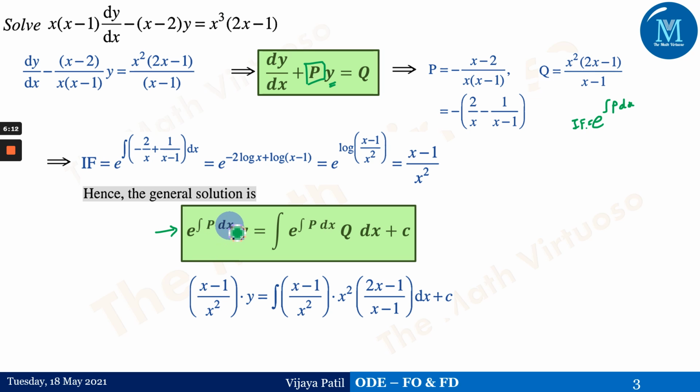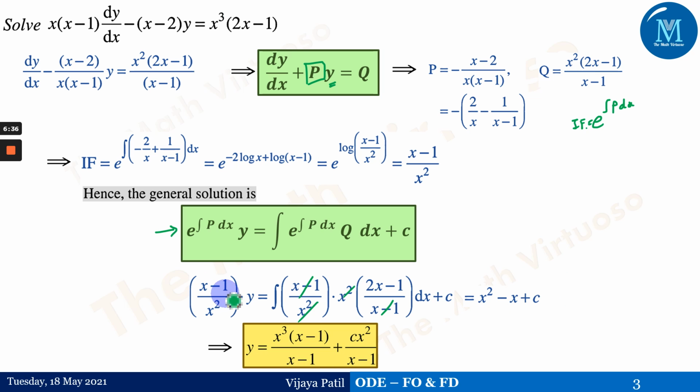So e to the power integration of P dx, which is (x minus 1) upon x square, into y, is equal to integration of (x minus 1) upon x square into Q. Q is this entire thing here. If you observe, this (x minus 1) and (x minus 1) will go from here, x square will also go, and what remains is just the integration of (2x minus 1) dx, which gives the answer something like this.